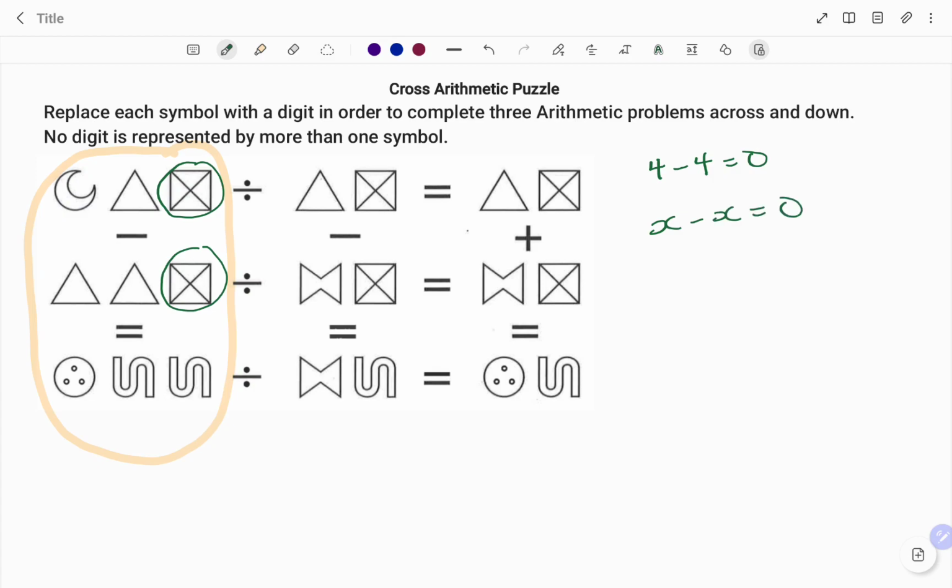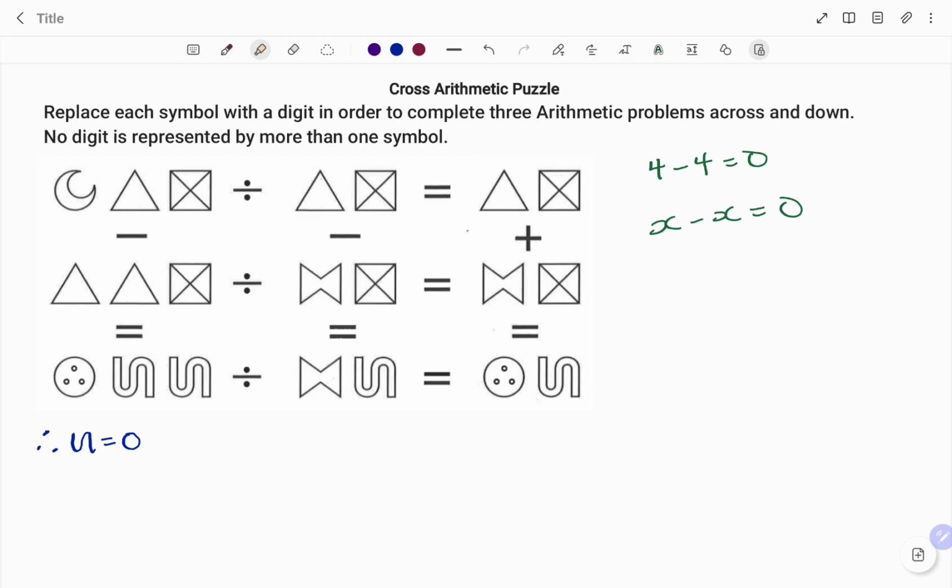So what I can deduce from that is the symbol that looks like the S will be 0, because I have the same thing coming up in the middle symbol, where you have the triangle minus the triangle, giving you the same shape. So therefore, I've been able to deduce that the S shape is equal to 0.